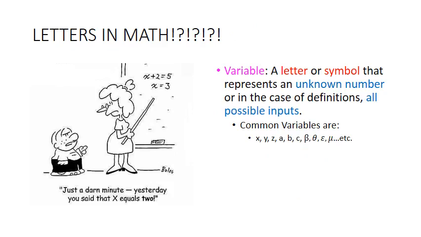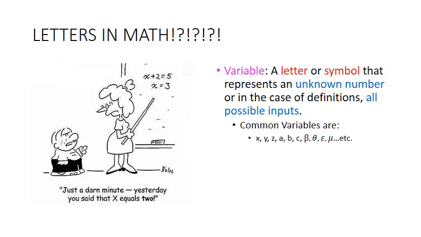Now we're also going to be talking about having letters in math, and when we talk about letters in math, we're going to refer to them as variables. A letter or symbol that represents an unknown number, or in the case of definitions, all possible inputs, is a variable. Don't let that scare you off. Variables are very easy to understand. They just represent an unknown number.